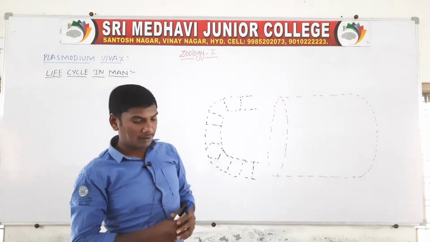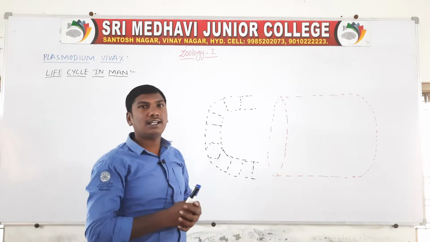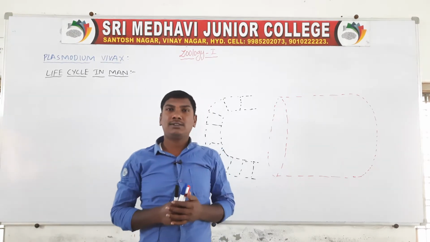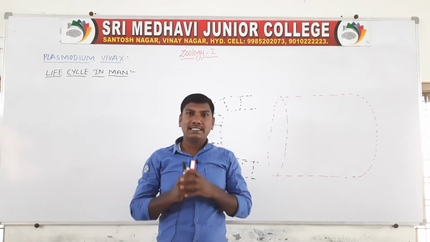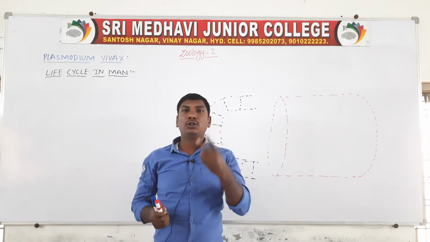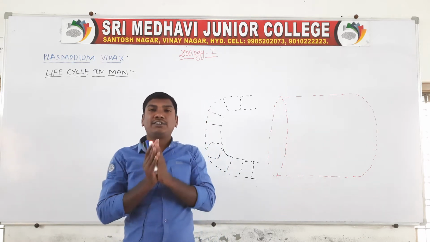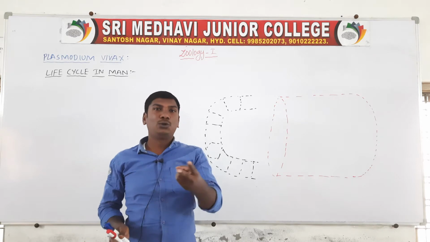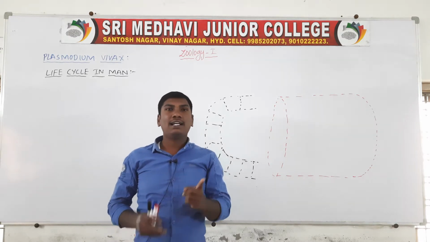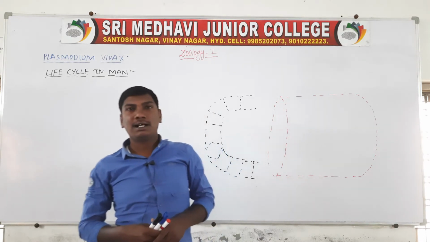Plasmodium vivax life cycle. Plasmodium vivax is a digenetic parasite. Digenetic parasite means they contain two hosts: one host is man, another host is the female Anopheles mosquito.